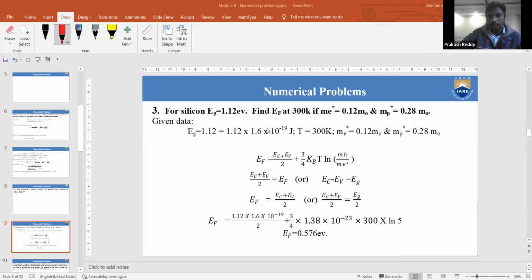Silicon Eg is 1.12 electron volts. Find EF at 300 Kelvin if Me star and Mh star are given separately. Okay.